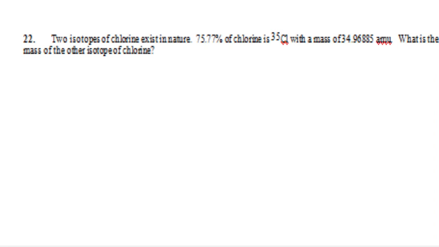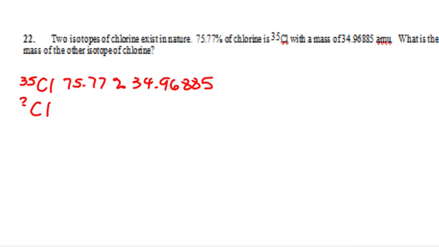Another problem very similar. Two isotopes of chlorine exist in nature. What is the mass of the other isotope of chlorine? Okay, so we know there's two. We know one of them, chlorine 35, is 75.77%, and it has a mass of 34.96885. We're trying to figure out what this other one is. So we don't know its mass, but what do we know about it?